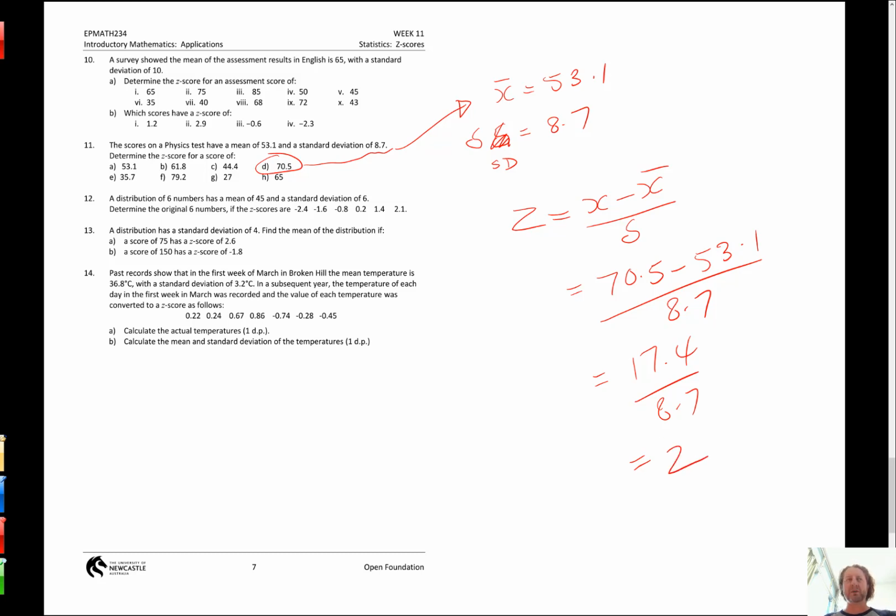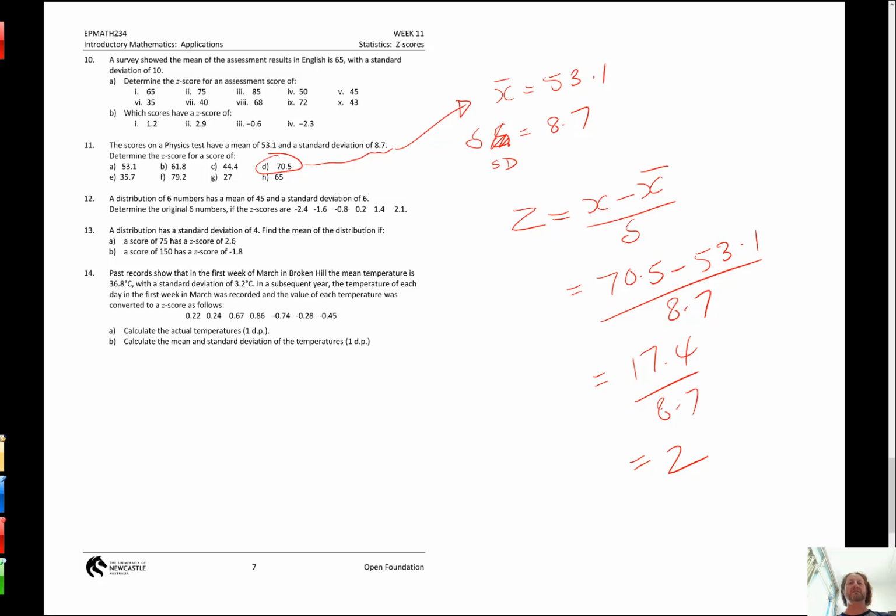But even if the answer was 2.3843, I would call it 2.38 to 2 decimal places, or 2.4 to 1 decimal place. So z-scores can be unattractive, not whole, but that's all good.